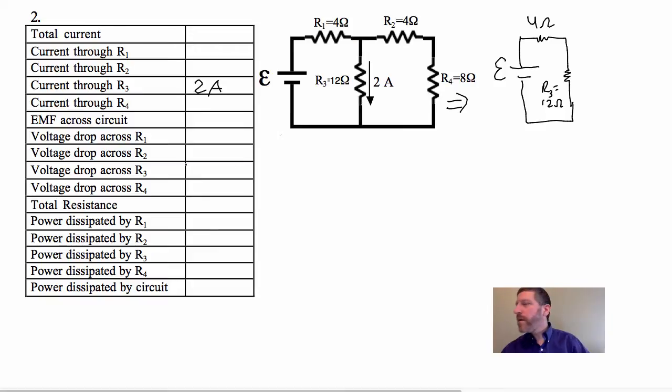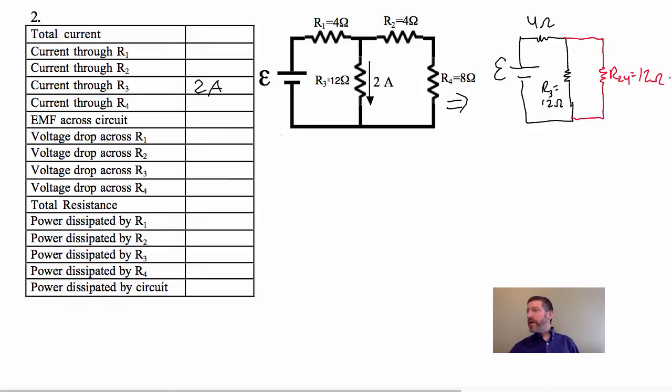What can I do then? Look at this one and this one. Those are in series. Those I can redraw. In fact, I'll redraw them like this. Here is my equivalent resistance, which I'm going to call R24. R24, the combination of R2 and R4, well, those are in series, so that's just 12 ohms. That is an easy equivalent resistance.